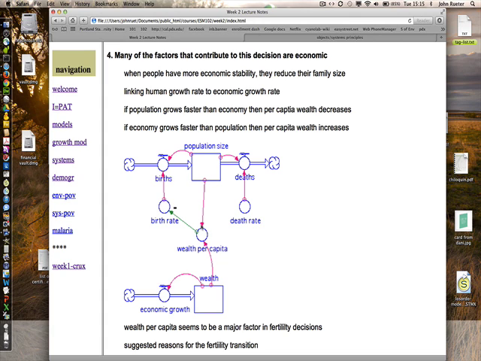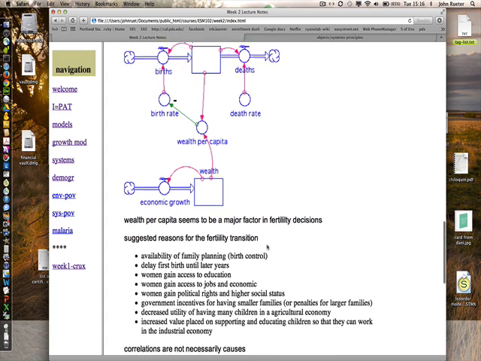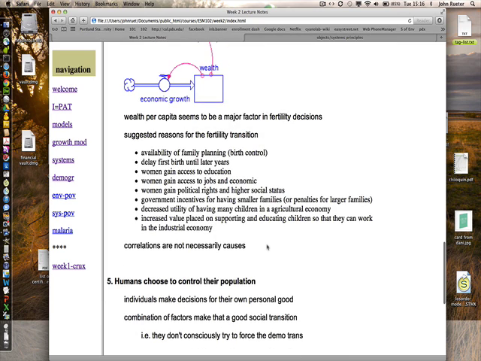So the wealth of the nation or of the region divided by the number of people gives you the wealth per capita. And wealth per capita seems to be a major factor in these fertility decisions, related to it, not necessarily a cause. And the reason is, with more wealth, the country or the region has a lot more options available to it. And this is where everything is connected.